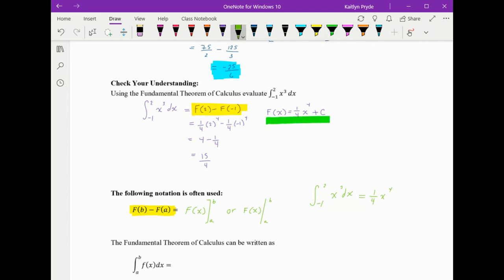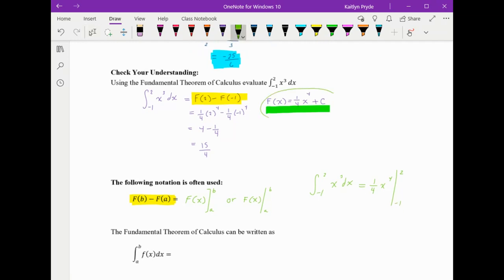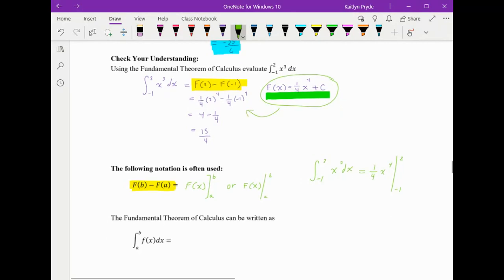But what I'm going to do now is put into place my new notation, where I usually just use a straight line, and I put my upper limit 2 and I put my lower limit -1. It eliminates this side step here where you're trying to write, oh, this is my antiderivative, and then I'm going to go plug it in here. You can do all of that in one nice step.